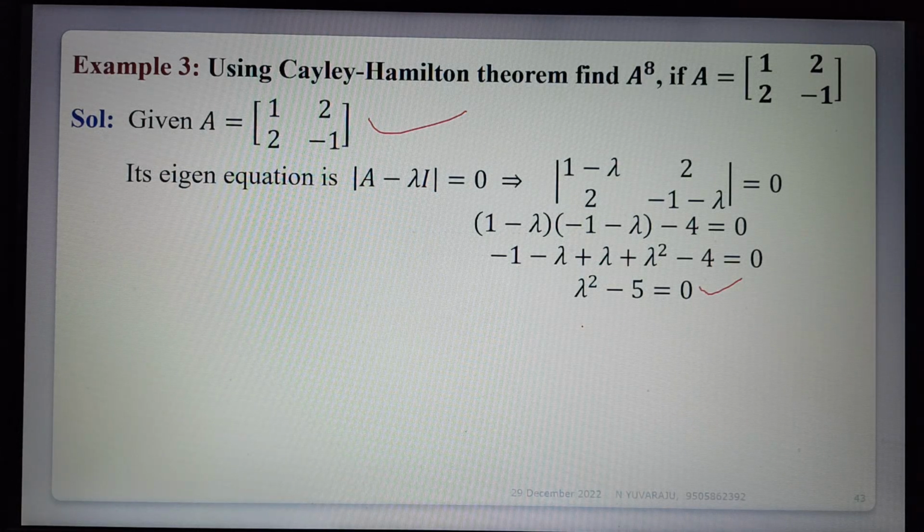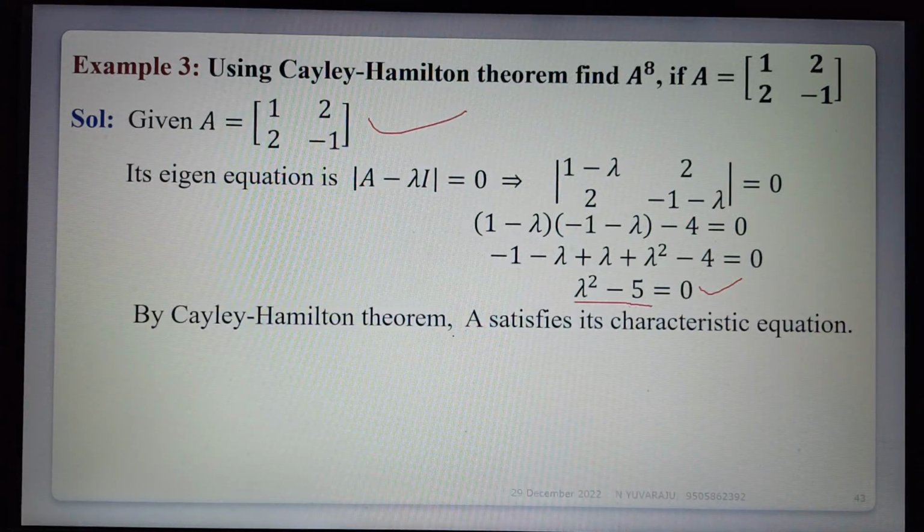Now using the Cayley-Hamilton theorem means already verified, ఇక్కడ using అన్నారు కాబట్టి we do not require proof to verify the Cayley-Hamilton theorem, directly using. So by Cayley-Hamilton theorem ఏమవుతుంది, A satisfies its own characteristic equation, that is A square minus 5I is equal to 0. This is the Cayley-Hamilton theorem result.